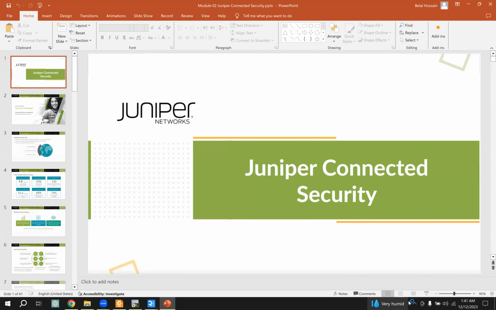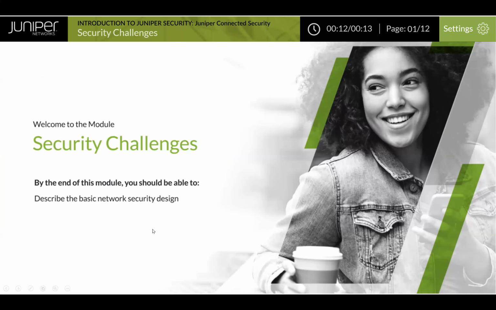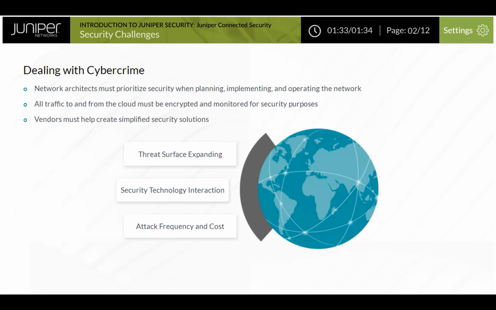Module 2, Juniper Connected Security. This chapter will focus on security challenges, what the design will be, and what the solution will be. The three steps will be covered. This is mostly the theoretical part, but we will discuss it in the lab in a later chapter. Okay, so, dealing with cybercrime.